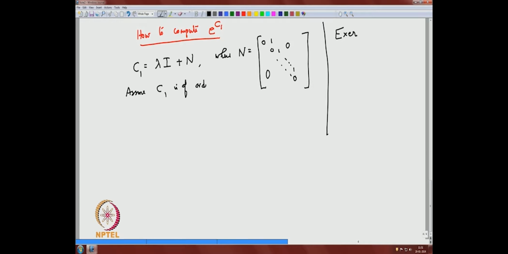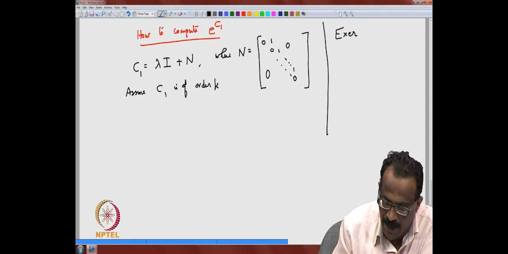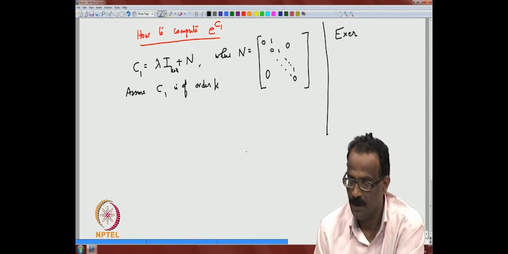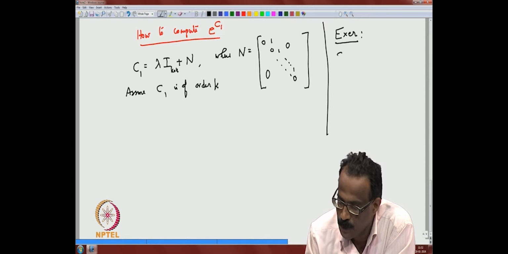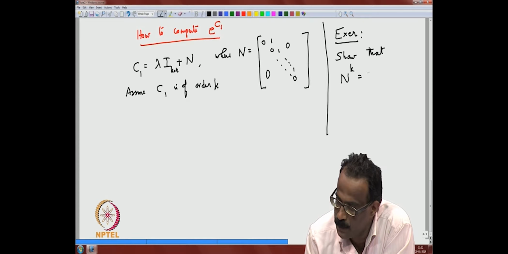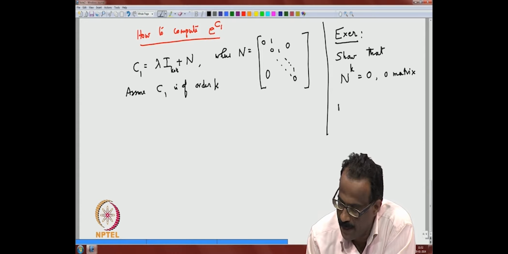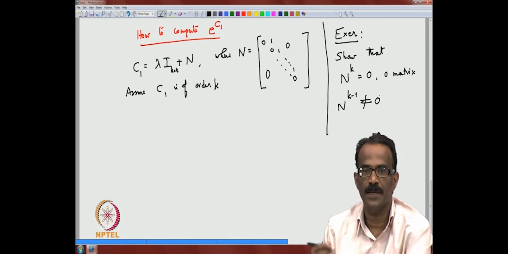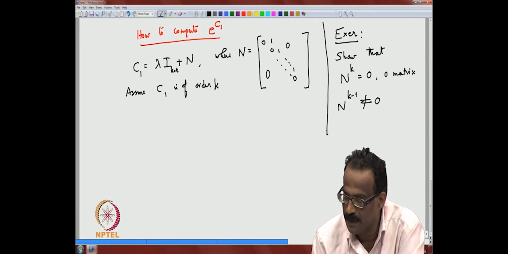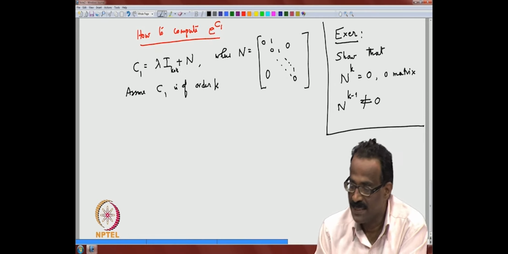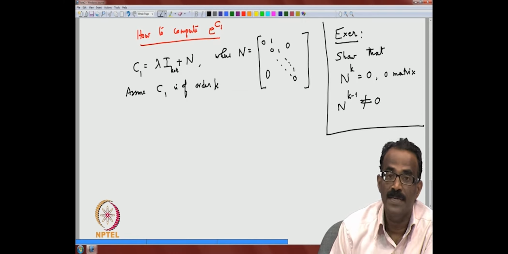Of order k. So, I is an identity matrix of order k by k, and N is a k by k matrix. The exercise is to show that N power k is the zero matrix, and N power k minus 1 is not a zero matrix. Just compute N, N square, etc. You can compute either by induction, or directly. Such types of matrices are called nilpotent matrices.